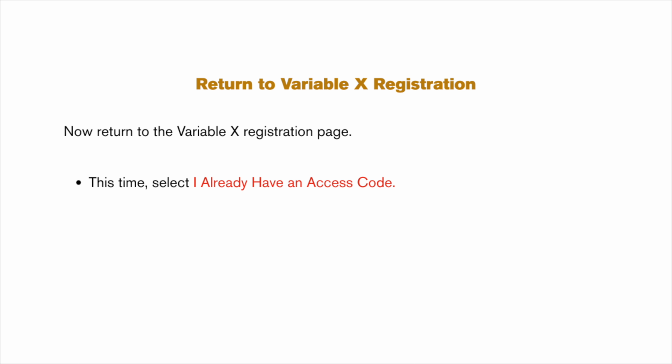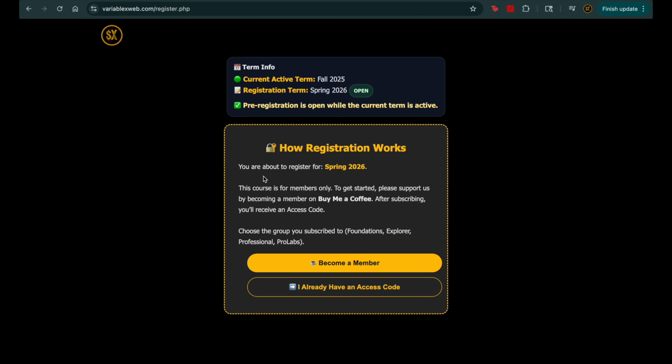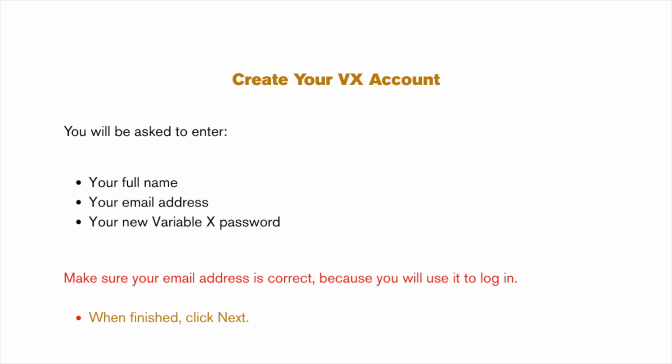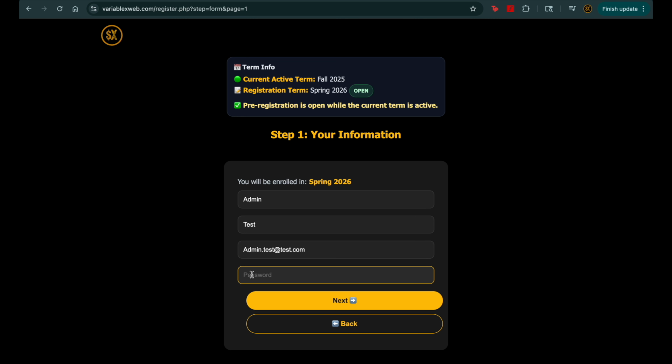Next, return to the Variable X registration page. This time, select I already have an access code. You will be asked to enter your name, your email, and your Variable X password. Make sure your email is correct because you will use it to log in later. When you are done, click Next.